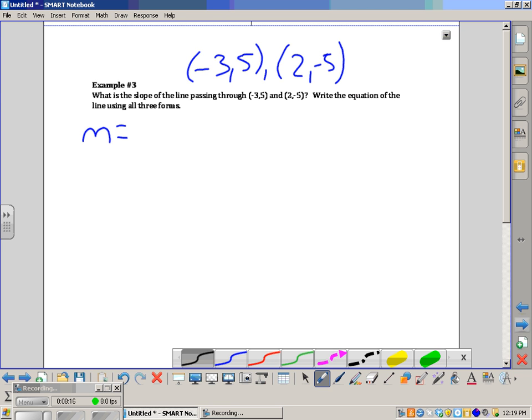I had a great question on the video summarizer from one of the classes. People said, does it matter how you label the points? It doesn't matter as long as if this is x1, then this is y1, and this is x2, y2.